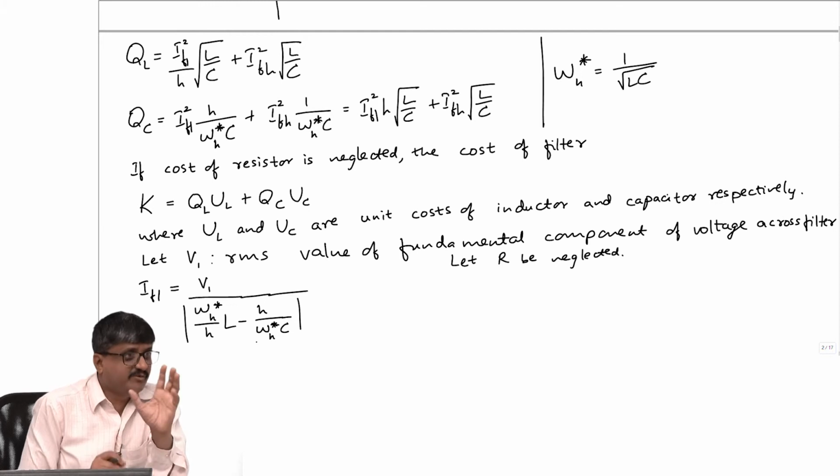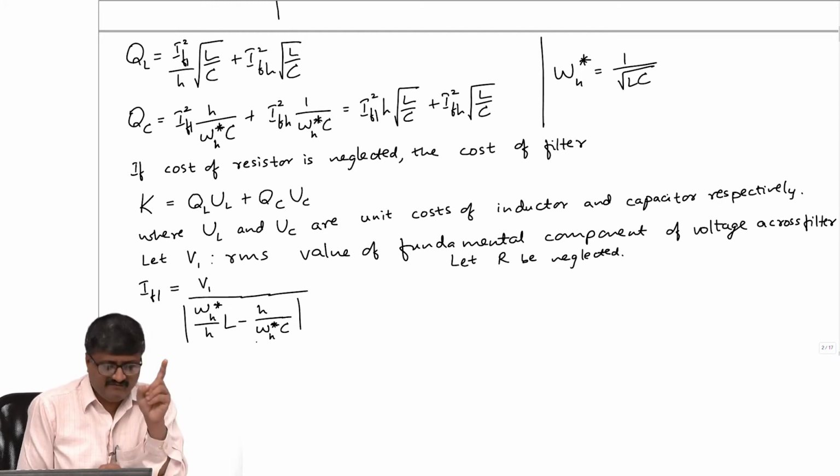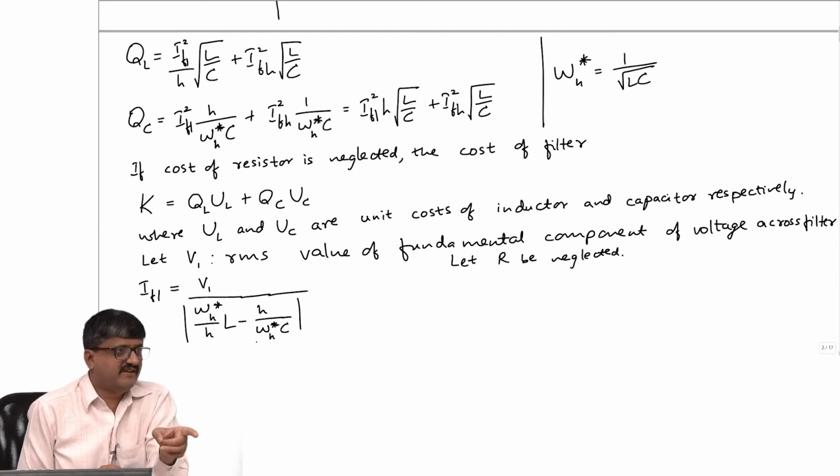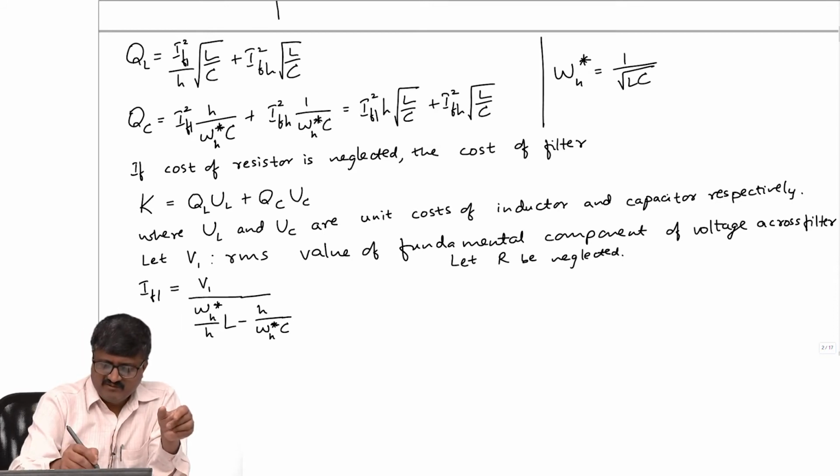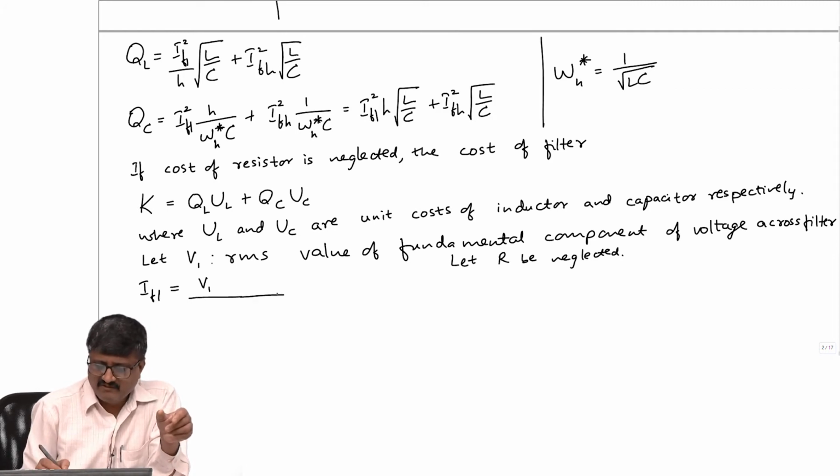So I want IF1 to be positive because IF1 is an RMS value. Please note IF1 is an RMS value. That's why I want it to be positive. So I can use the knowledge of which among the two reactances is larger and straight away write the expression.